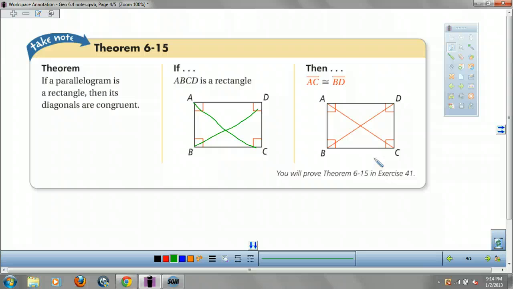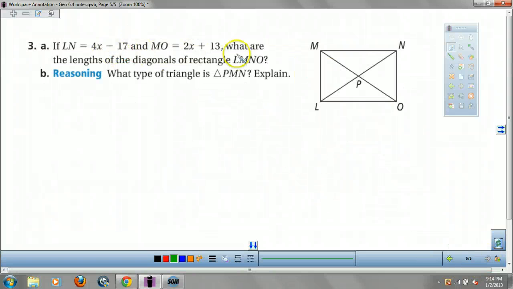Last slide. This is a quick one. If LN equals 4x minus 17, and MO is 2x plus 13, what are the lengths of the diagonals? Okay. Well, I know LN equals MO, right?